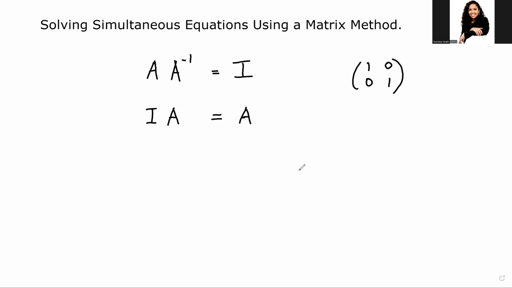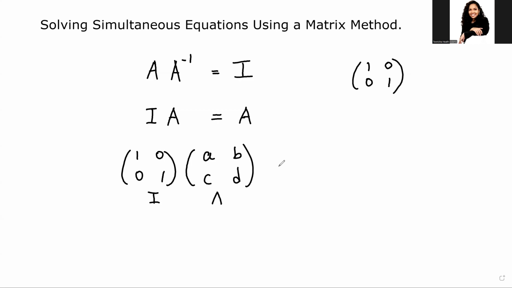And if you have a matrix and you multiply the identity matrix by that, you'll just get back the original matrix. So for example, if you had 1, 0, 0, 1, that's the identity matrix for a 2 by 2 matrix, and you multiply that. Let's say A is a, b, c, d. Well, when you multiply the identity matrix by A, you're just going to get A again, right? So these two rules of matrices are what we're going to use to solve a pair of simultaneous equations.